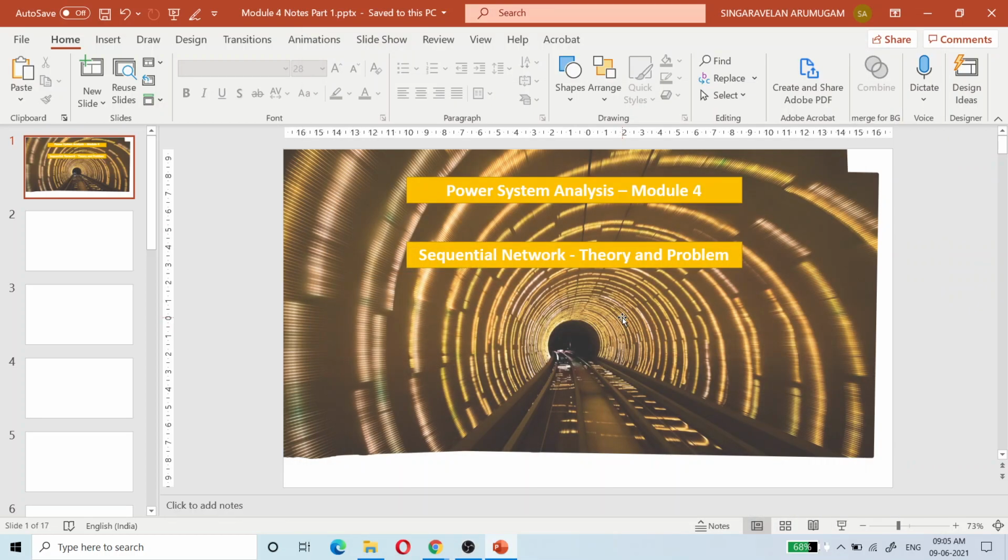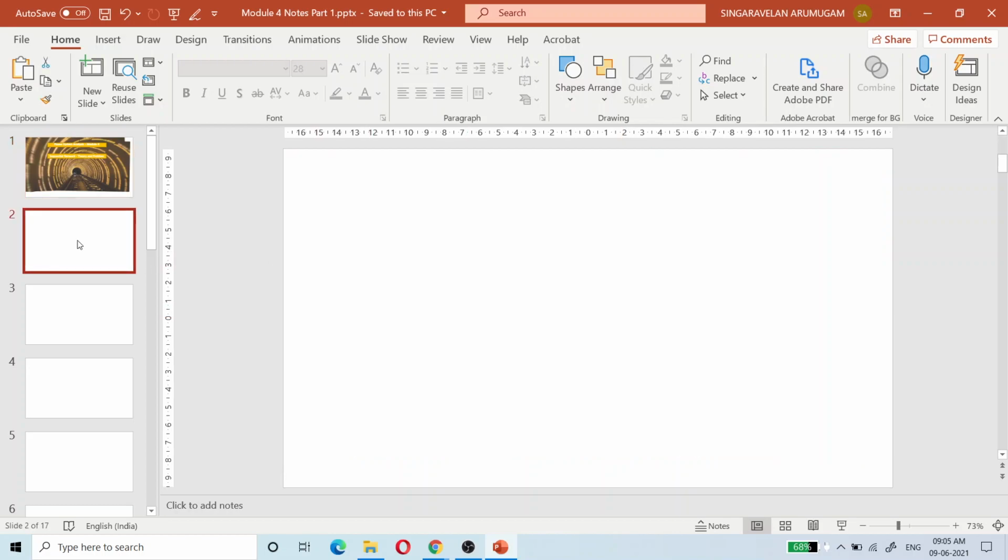So this is module 4. Module 4 topic title is unsymmetrical fault. So what is meant by unsymmetrical fault?